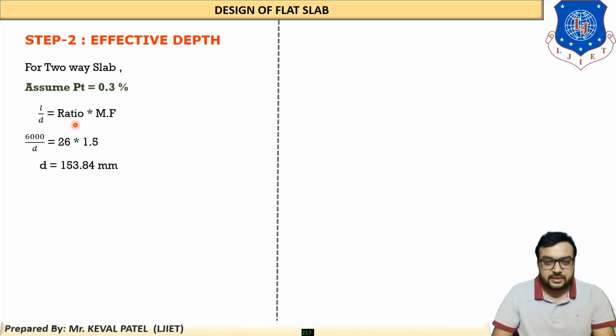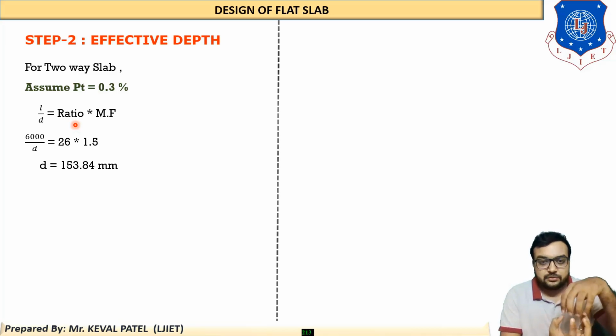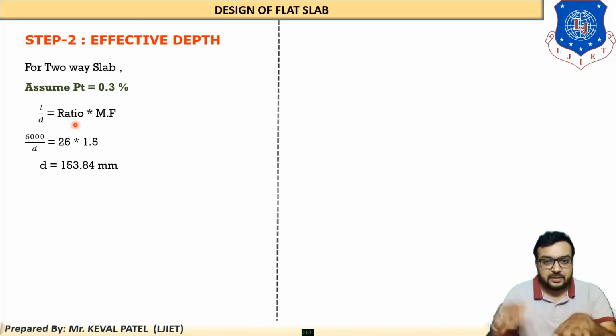Our first unknown is the ratio. Students, our flat slab is an interior panel, so our reinforcement is continuous in all directions, because whenever our slab is an interior slab, the reinforcement is moving on all the sides. So our ratio is 26. 26 is the value for a continuous slab.